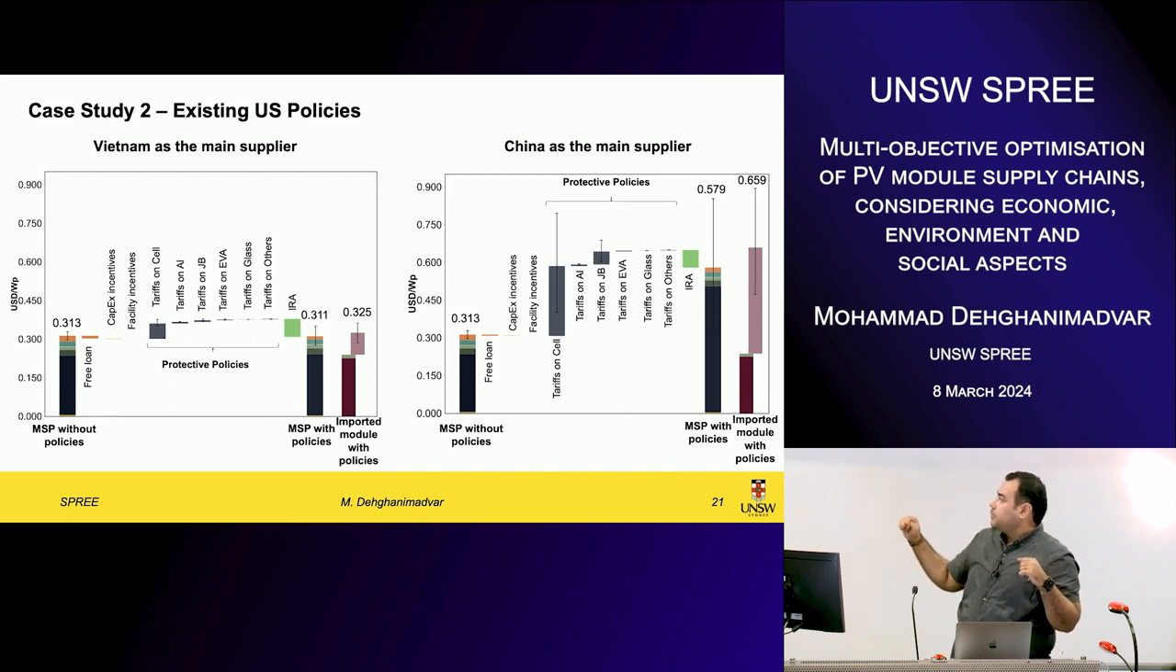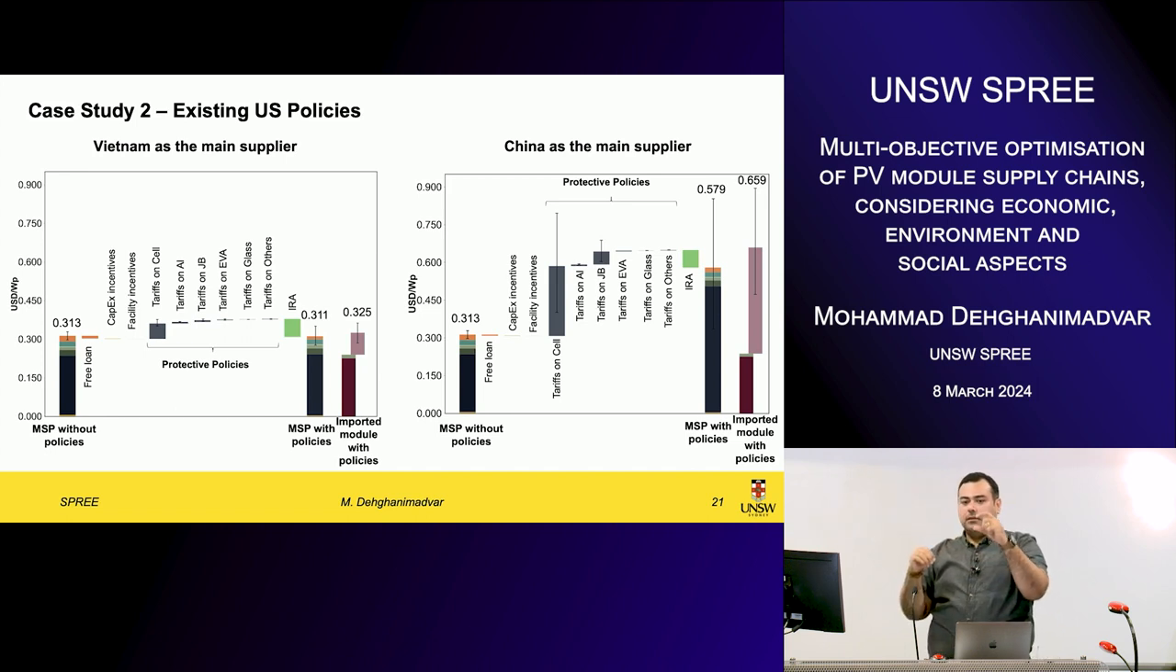If you import everything from China, what happens? You can be competitive because the Inflation Reduction Act is really generous. But you increase your market price to 60 cents per watt. So you can imagine how this impacts the customers and their solar projects.